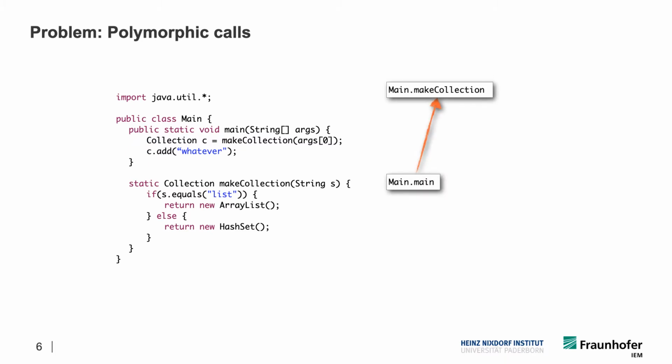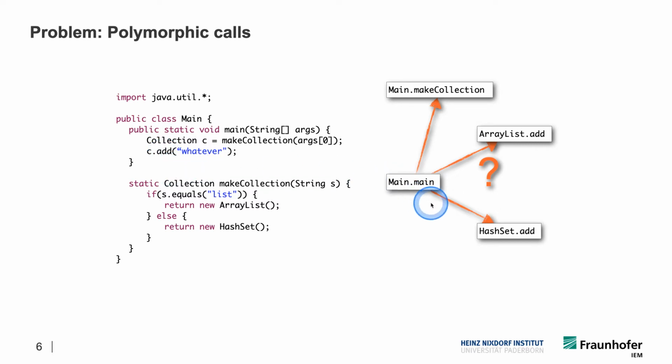So a call graph for this would certainly have a call edge from main to make collection, but then it will also have to have a call edge for this add call here, and we don't really know where it's going to, right? So to be conservative, a call graph will then include all the possible edges to all the possible concrete target methods. So in particular, note there's no edge to a method, let's say collection.add or anything like this, because such an edge wouldn't really be very helpful.